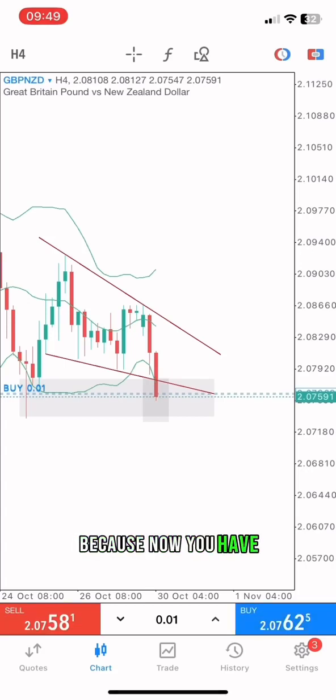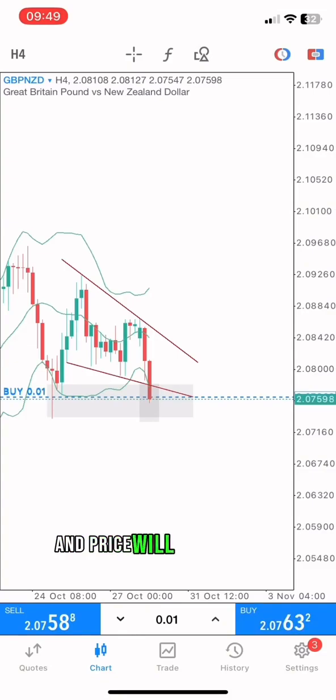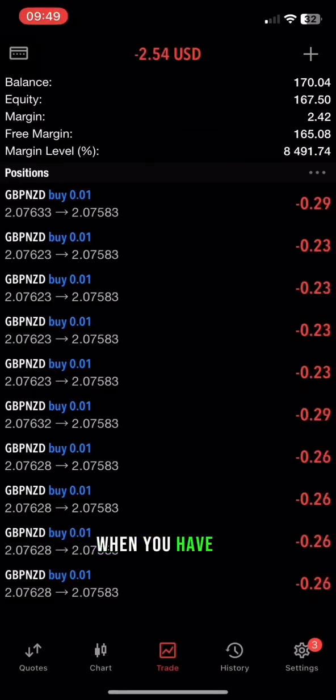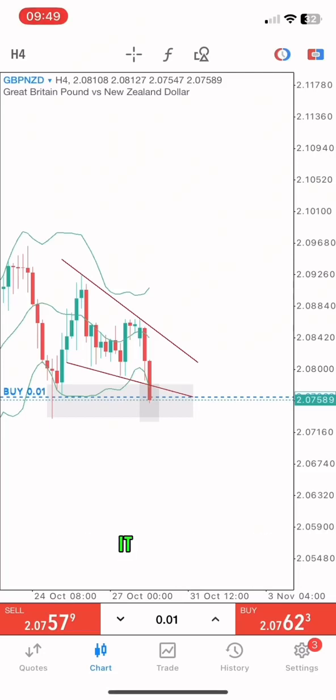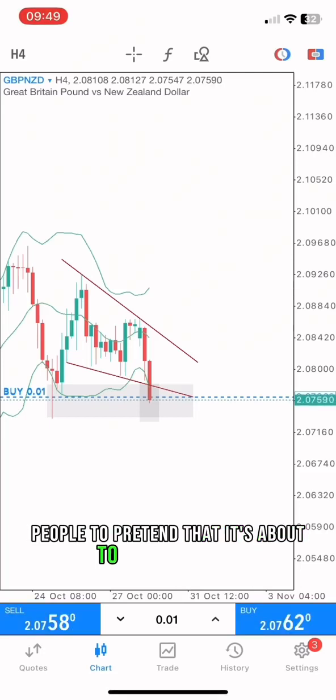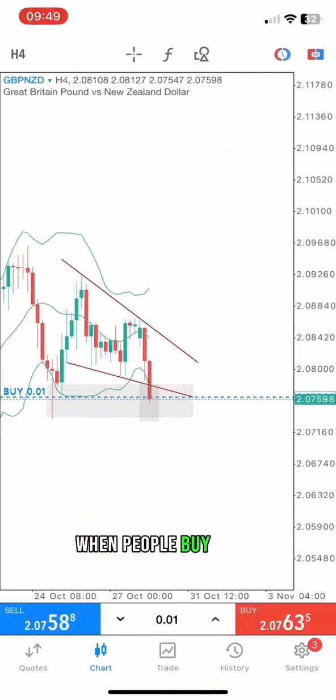Because now you have two things, okay? And price will always go up when you have a falling wedge like this one. It will make people pretend that it's about to go up so they buy early. When people buy early, it then goes down with a stop loss taker, so that there is a stop loss taker for the early buyers who will buy too early. That's a stop loss taker.